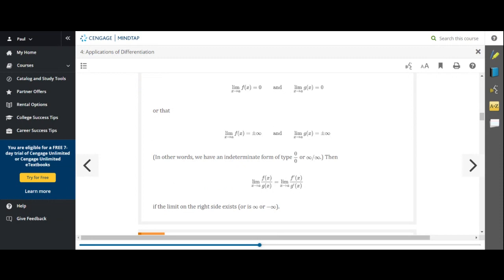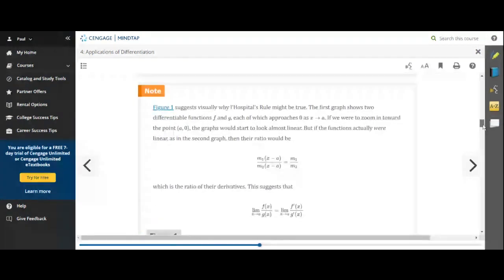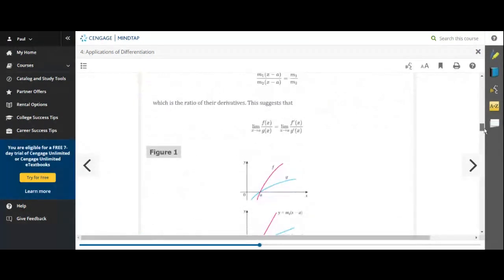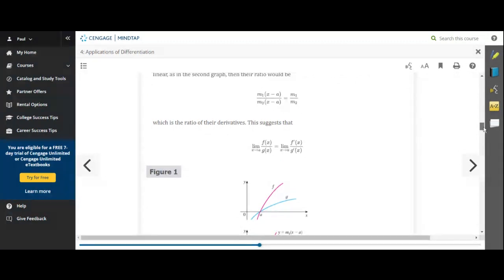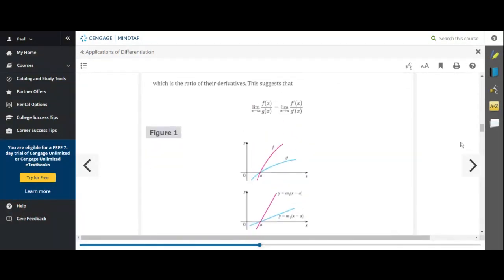So the limit as x approaches a of f over g is equal to the limit as x approaches a of f prime over g prime. That's what L'Hopital's rule is, and it's a very famous rule. And let me give you an idea of where that comes from.